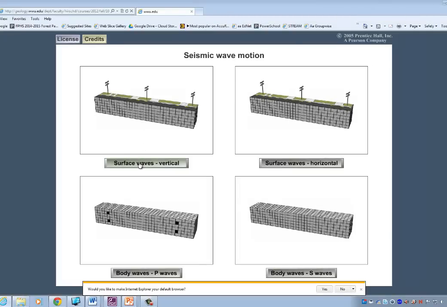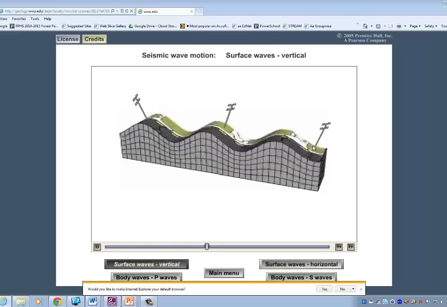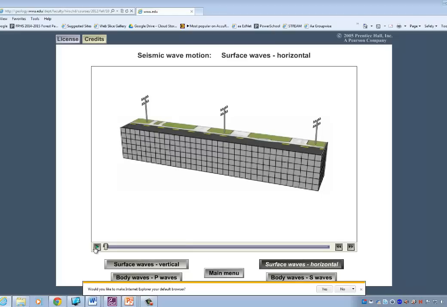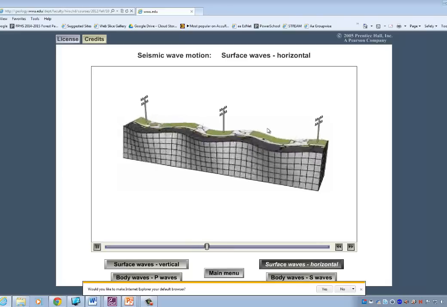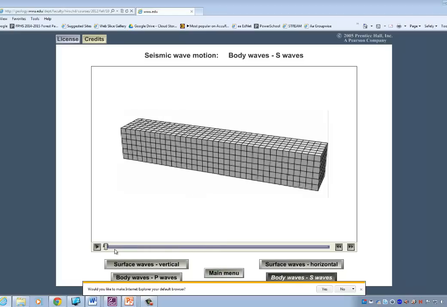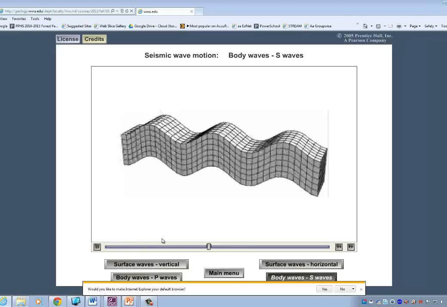Okay, so we're going to look at surface waves, vertical motion. And you can see it's caused a lot of rocking and socking. That actually is the S wave. We look at the surface waves horizontal. These are traveling more zigzaggy. And then we watch P waves. P waves compressing and extracting. S waves moving up and down as well as going forward.